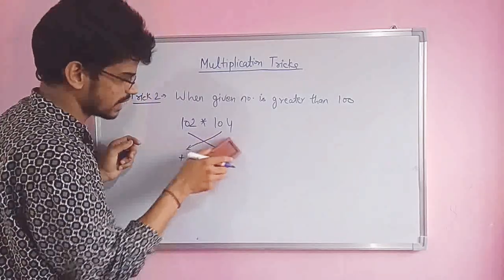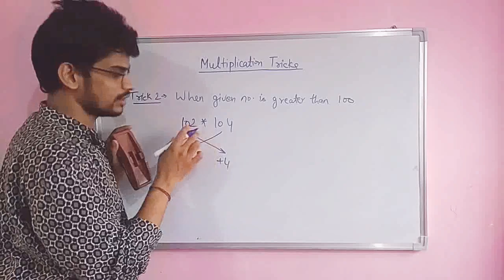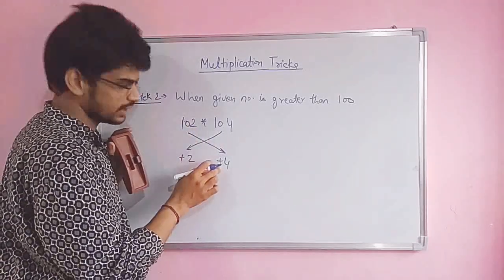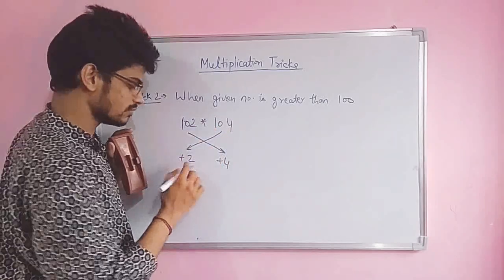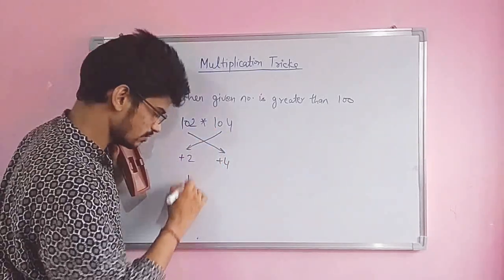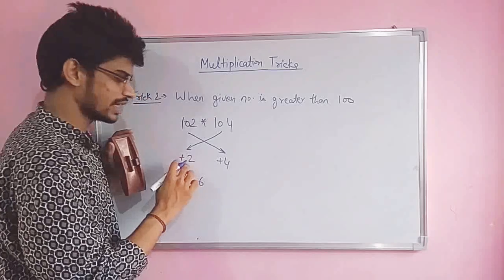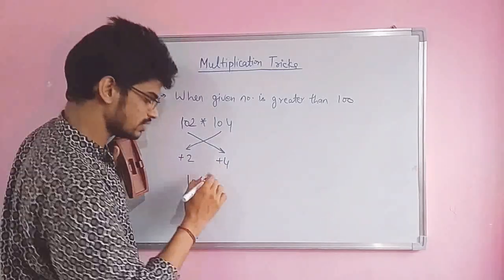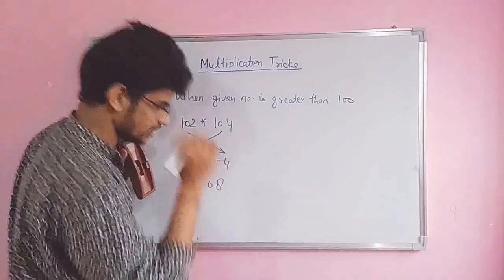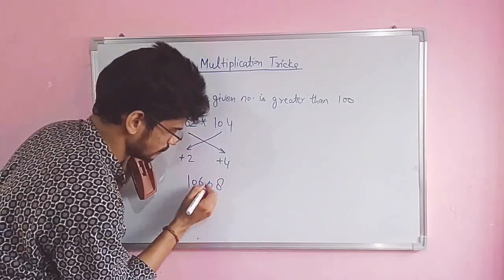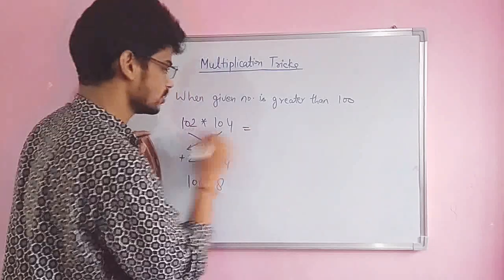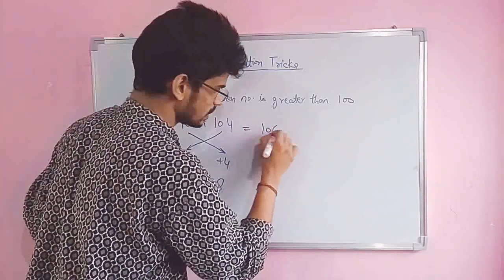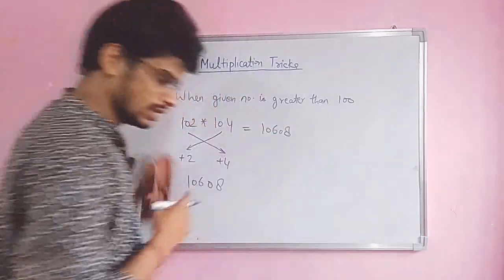Sorry, not subtract. In this case we add the numbers: 102 plus 4 is 106, and 104 plus 2 is 106. Here we also multiply these values: 2 multiplied by 4 is 8, written as 08. So we get the calculation of 102 multiplied by 104 as 10608.